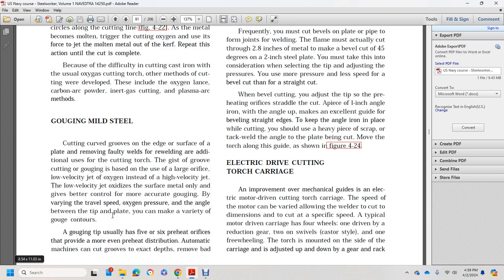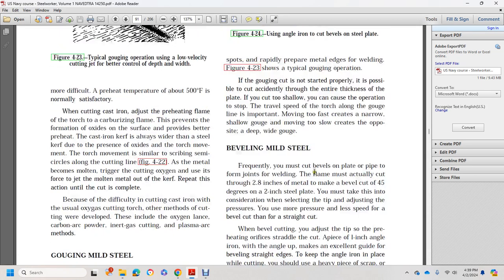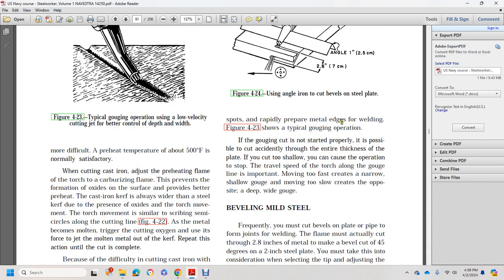Sizing the surface of the metal only gives better control and more accurate gouging, and by varying the travel speed, oxygen pressure, and the angle between the tip and the plate, you can make a variety of gouge contours. The gouging tip usually has 5 to 6 preheat holes, which provide more even preheat distribution. Automatic machines can cut grooves to accurate depths and remove bad spots. Rapidly prepare metal edges for welding. The figure shows a typical gouging operation.